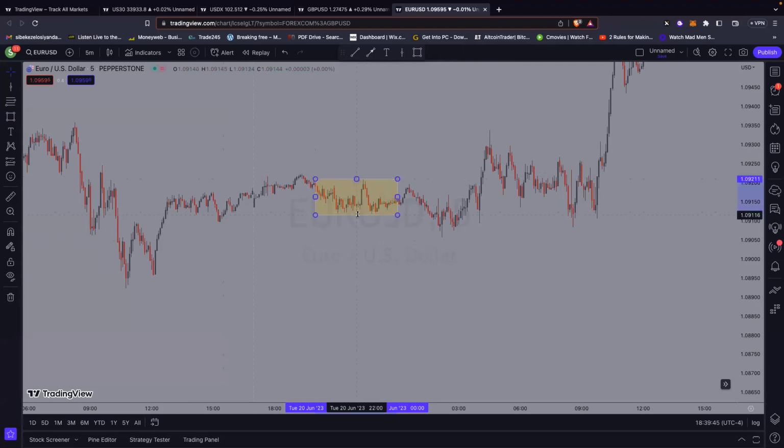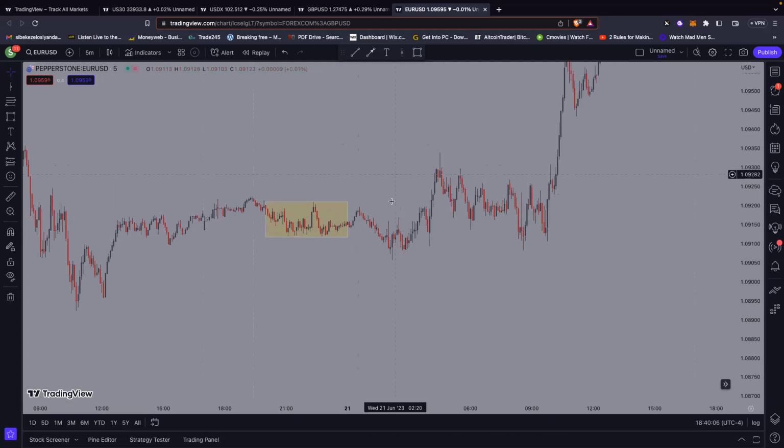I want to show you something. Most often than not, this is accumulation. So price will move sideways. As you can see, that's exactly what it did here. And the first movement outside this box, 80% of the time, it's manipulation. We don't trade this. So it's going to take out a set.